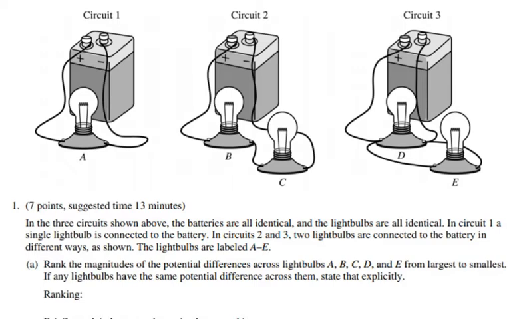In circuit 2 and 3, two light bulbs are connected to the battery in different ways as shown. The light bulbs are labeled A through E. Rank the magnitudes of the potential difference across light bulbs A, B, C, D, and E from largest to smallest. If any light bulbs have the same potential difference across them, state that exactly. So they ask you to do the ranking and to briefly explain how you determined your ranking.